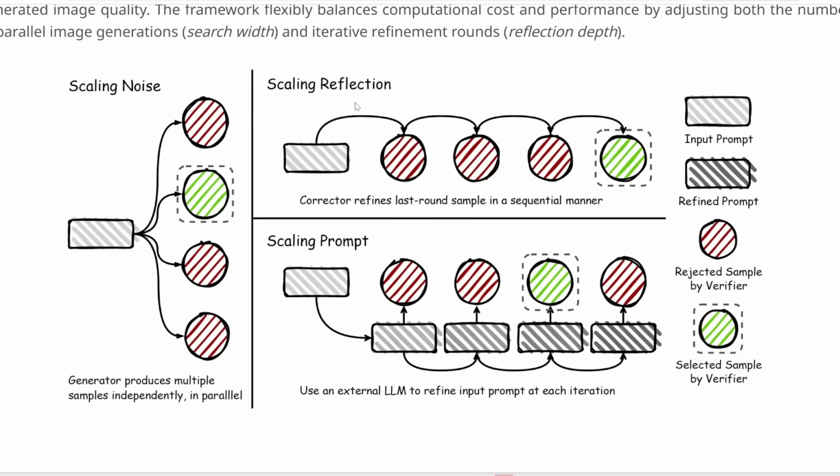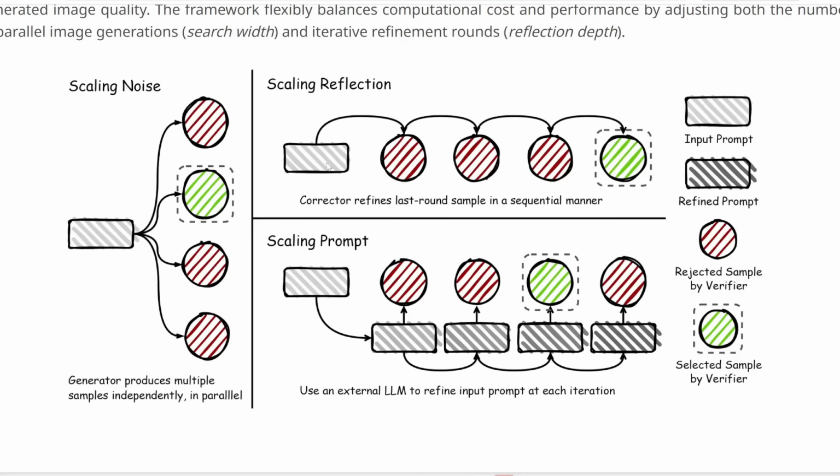The first one is called scaling reflection. So this takes the image and then iteratively refines the image based on your text prompt. So if an object is missing, or if the shape or color or appearance of the object is wrong, then it would keep refining the image until it reaches a photo which actually aligns with your prompt.